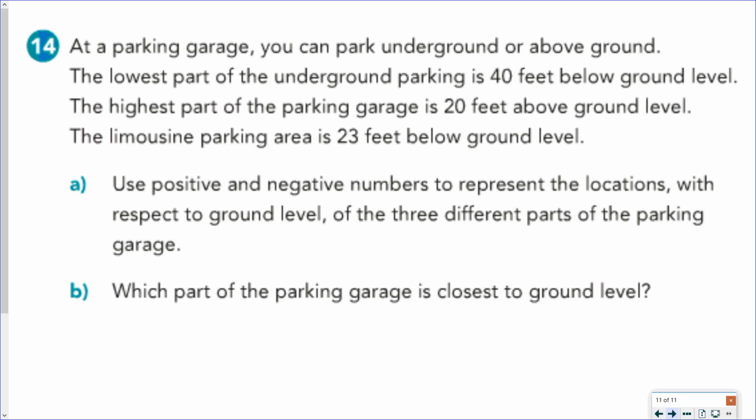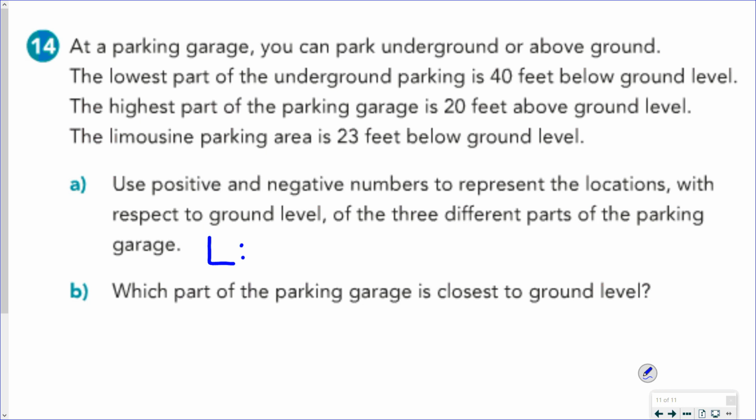And our final example for today, at a parking garage, you can park underground or above ground. The lowest part of the underground parking is 40 feet below ground level. The highest part of the parking garage is 20 feet above ground level, and the limousine parking area is 23 feet below ground level. Use positive and negative numbers to represent the locations with respect to ground level of the 3 different parts of the parking garage.